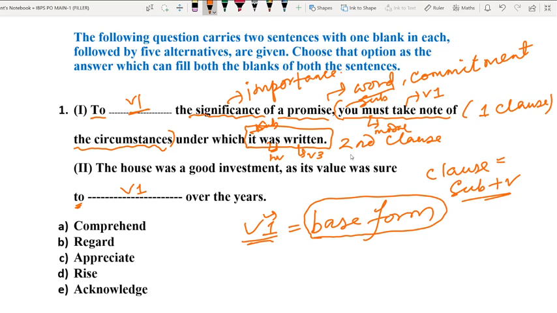So till this part, the clause phrase analysis is done. The entire sentence has got two clauses and one phrase. The phrase starts with "the sentence", right? And it ends in "a promise". Okay.